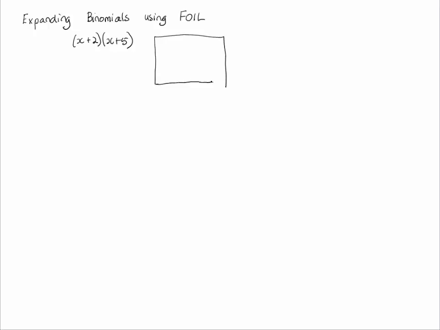This video is about expanding binomials using the FOIL method. In the previous video, we saw how an expression like x plus 2 times x plus 5 could be expanded using the area method. So just to recap, if we have an area that looks like this, we divide that area in 4. We have x plus 2 and x plus 5.